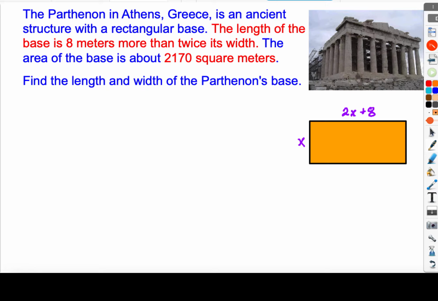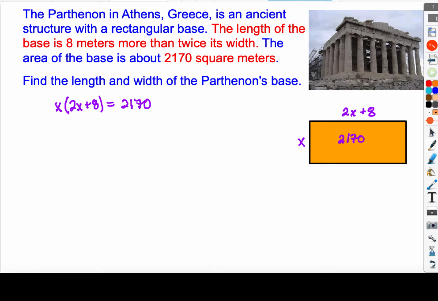The area of the base is also 2,170 square meters. So we have two ways that we can represent that area. If we want to find the length and the width, what we need to do is work our way through that area idea. Remember that area of a rectangle is just length times width. So we could say that it's x times 2x plus 8, right? Length times width is equal to the actual area that we know.